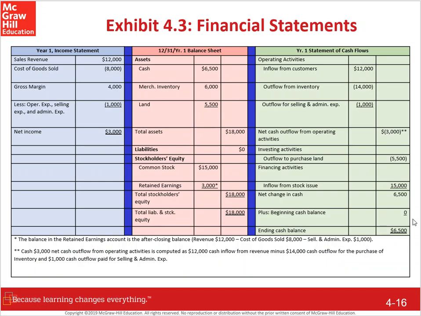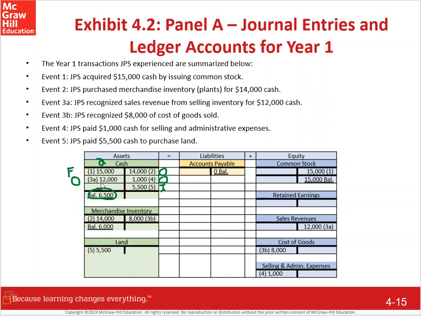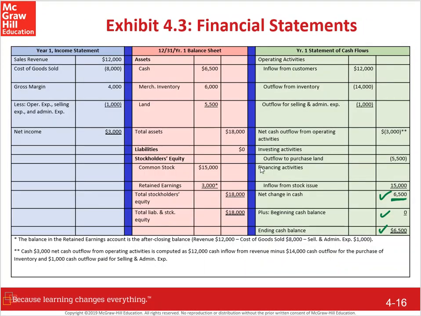So at the bottom of our statement of cash flows, we put in our beginning cash balance was zero. Our ending cash balance was 6,500. Therefore, we have a net change in cash. The difference between the beginning and ending, that's our net change, is 6,500. Then the rest of our work, the sum of OA plus IA plus FA, needs to also balance out to 6,500. So in our OA section, remember we had three items: inflow from customers, outflow for inventory, and outflow for expenses. So we've listed all of those.